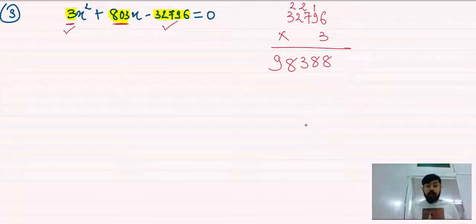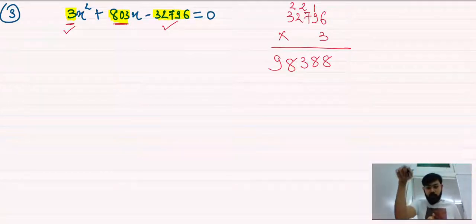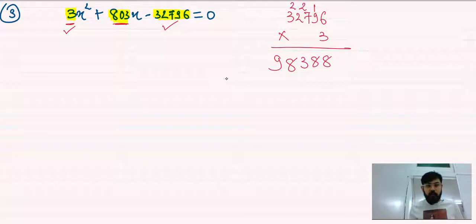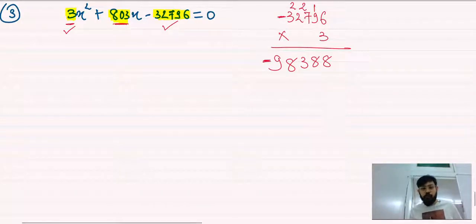98,388 is the number which I get on multiplying the coefficient of x square and the constant term. But since the sign of the constant term is negative, the answer will be negative only. Next, let me use a little brighter, thicker pen.